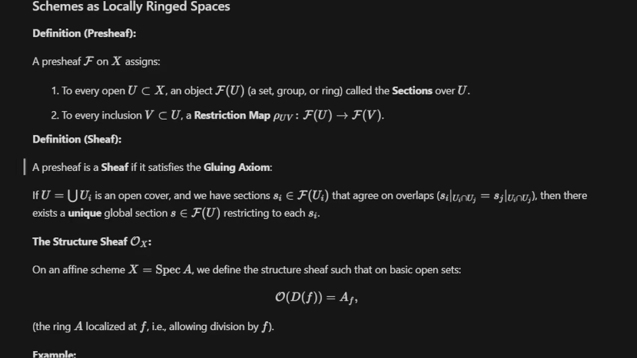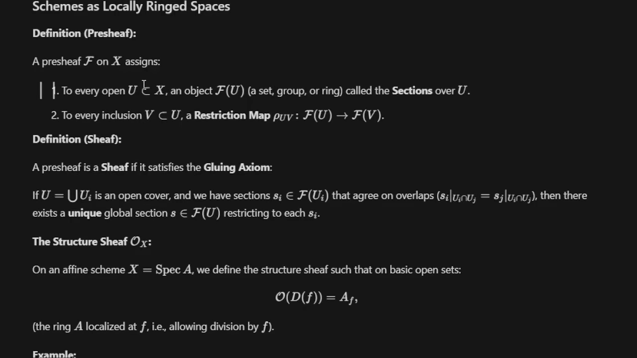Space really is not enough. We need functions, and we need a sheaf. So we'll call the sheaf something. A presheaf F on the topology assigns to every open U in X an object, a presheaf of U, a set, group, or ring called sections over U. Okay, so when we talked about sections of bundles, now we really are assigning a presheaf over some function.